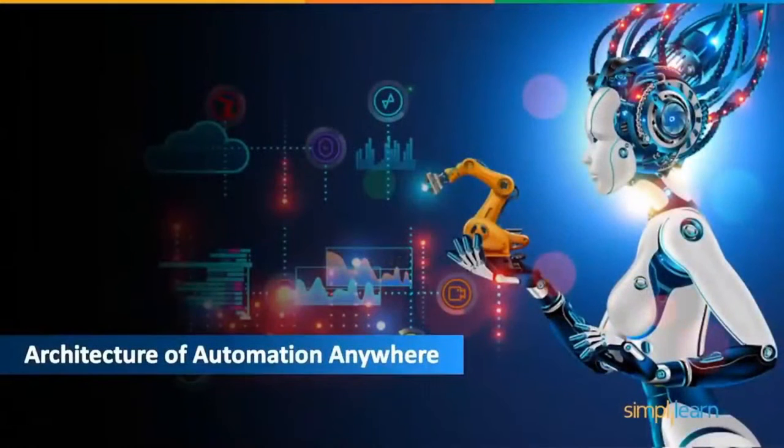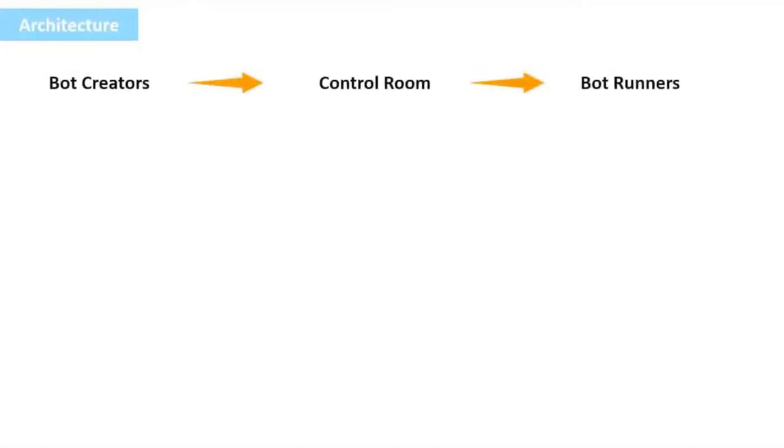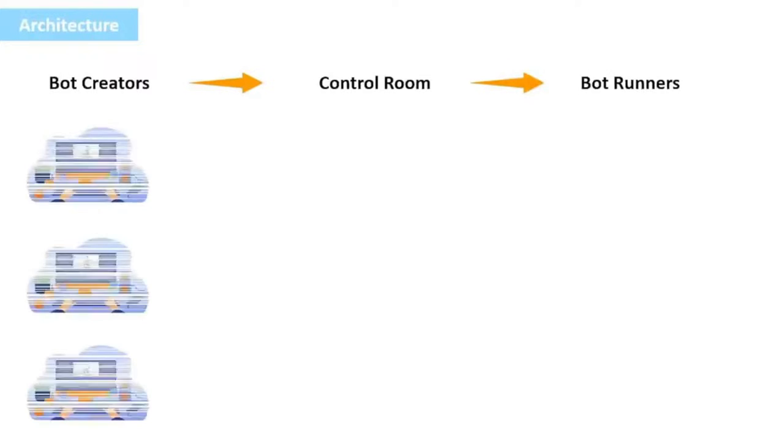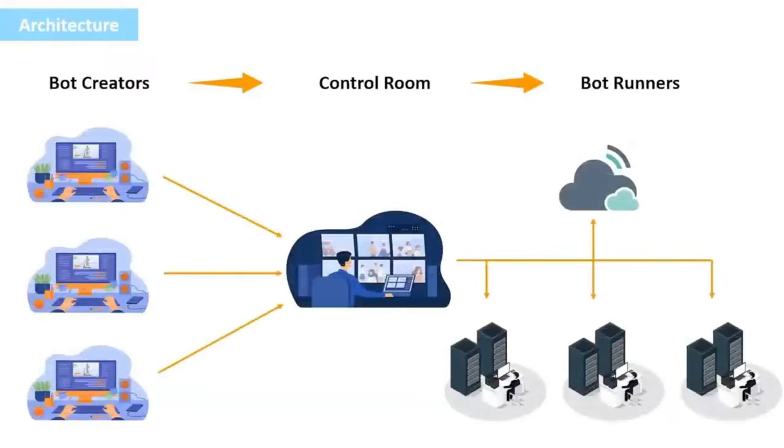Let's look at the architecture of Automation Anywhere. Automation Anywhere platform is built using a distributed architecture. The Enterprise Control Room, a web-based platform that manages the development and execution of digital workforce, provides centralized management. Bot creators and bot runners are linked to the Enterprise Control Room. Bot creators are software development platforms for authoring and customizing automations. Bot runners are runtime systems deployed on the machine that carry out the automations. Bot runners can be installed on desktops, in data centers, or in the cloud.